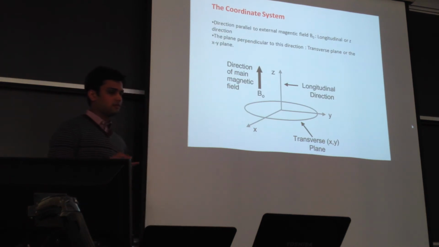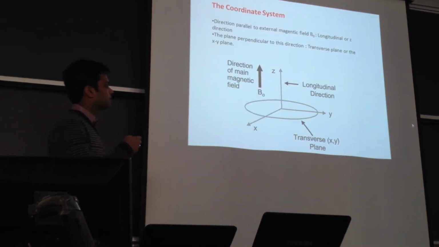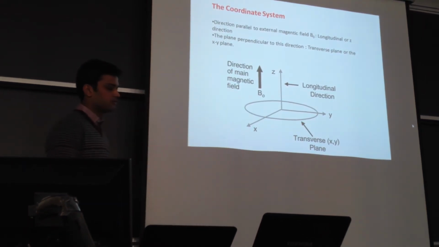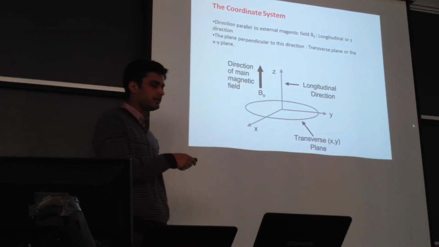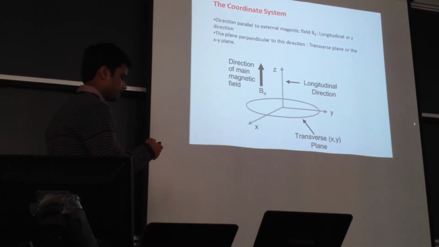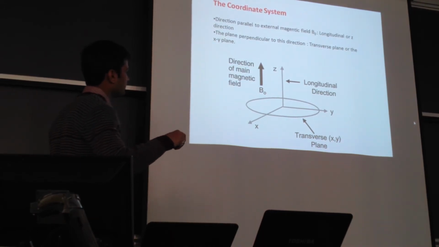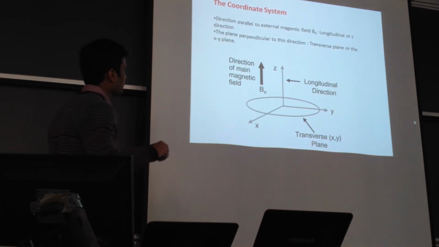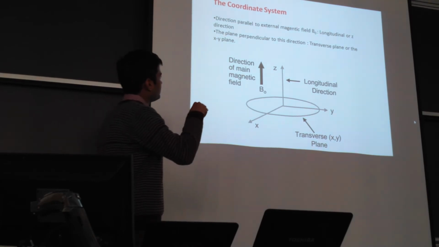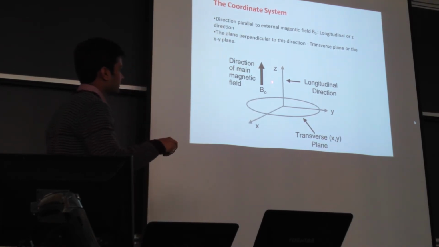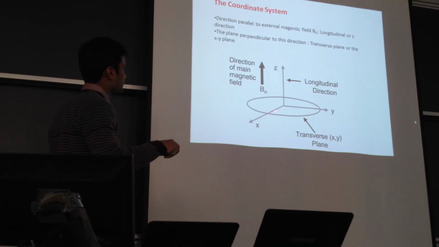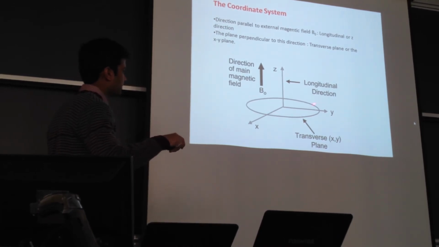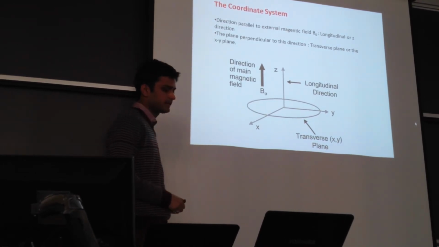We need to understand the basic coordinate system that is followed, because the next few slides will be using the coordinates. So if we imagine this to be the direction of the main magnetic field, the direction parallel to B0 is called the longitudinal or Z direction, this one. Similarly, the plane which is perpendicular to this direction is called the transverse plane or XY plane, which is perpendicular to the longitudinal direction.